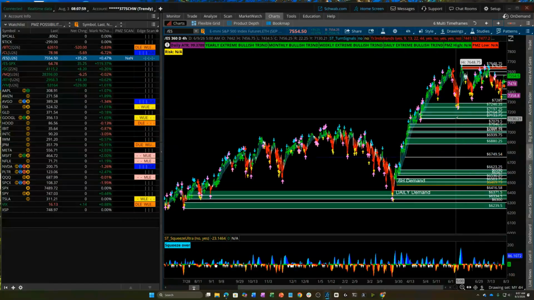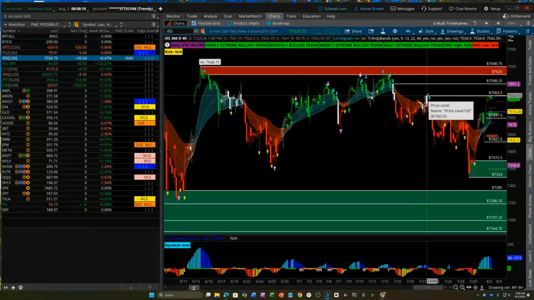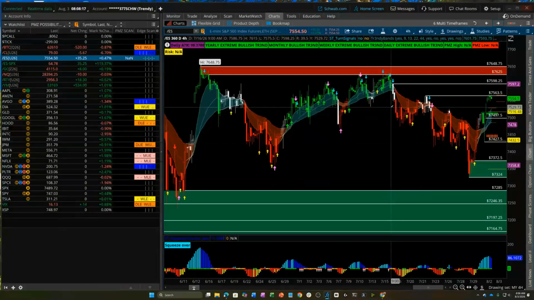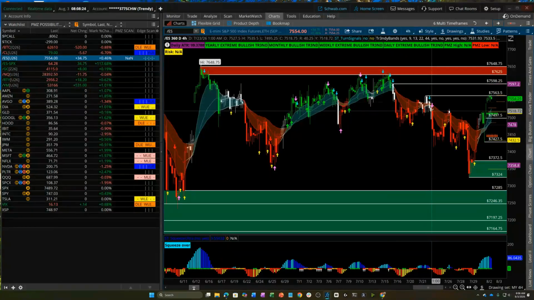On the 4-hour chart for the ES futures, right here at 75.63 and a half, this is the top of a supply zone that was created back around the 21st, 22nd of July. It looks like y'all sat around and chopped for several days, and then you made this high up here and you created supply.